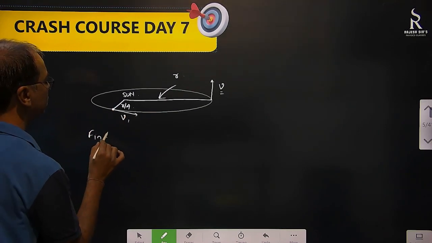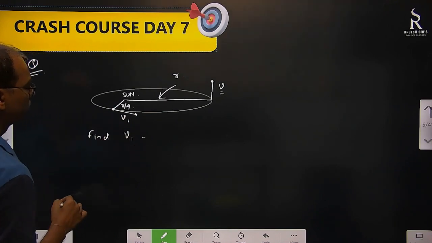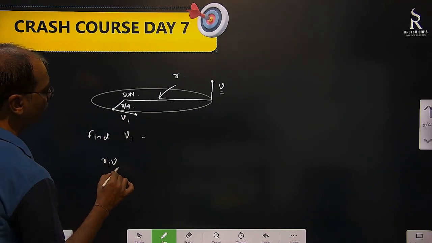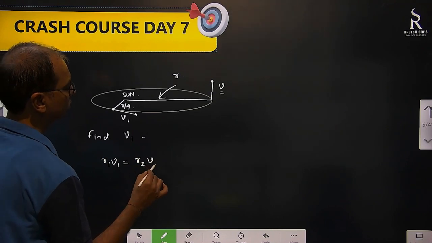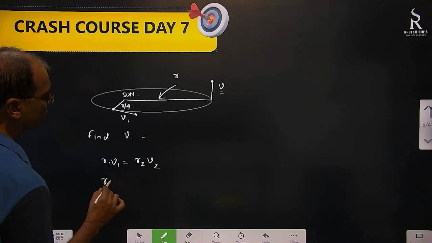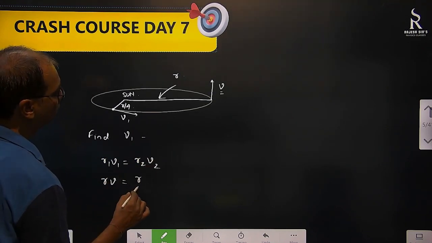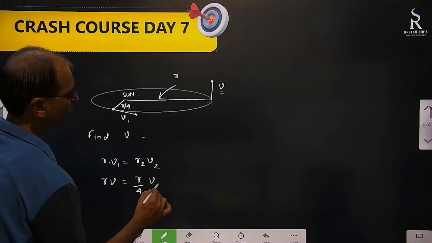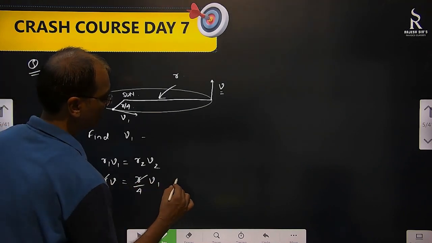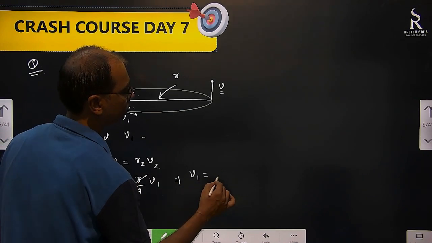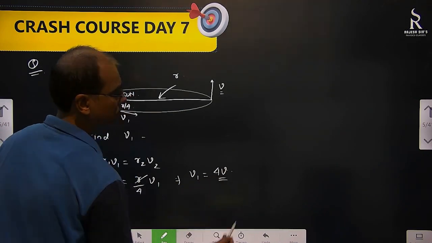That's the relation. What is v1? Very easy for us. We know that r1 v1 equals r2 v2. This is r, this is v, and this is r by 4 into v1. r and r get cancelled, so v1 equals 4v. Very simple.